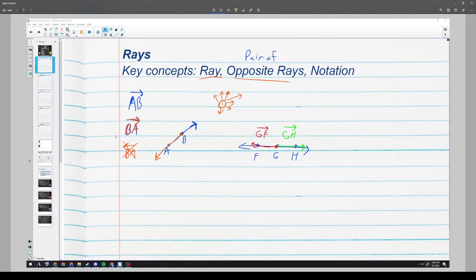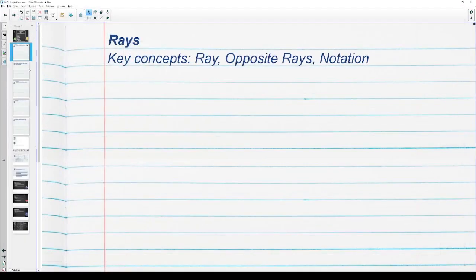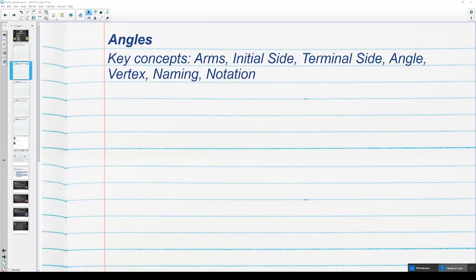those 2 rays together, called opposite rays, form a line. So anytime you have 2 collinear rays that start from the same endpoint and go opposite directions, we end up with a line. So if you ever see like a line and it says name a pair of opposite rays, that's what it's looking for, is pick an endpoint between 2 others and then shoot off a ray one way and the other way.